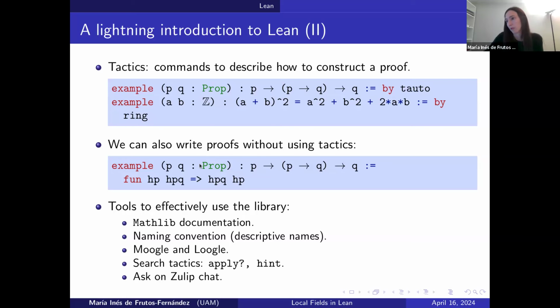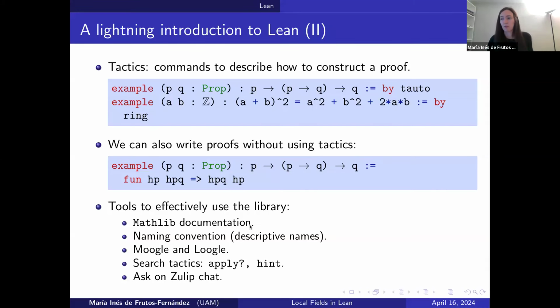And sometimes we may also write proofs without actually using tactics, and you may see some proofs like this in this talk. We normally do this when the proof is very short and we can write it in one or two lines without actually having to do many steps or using tactics to help within the proof.